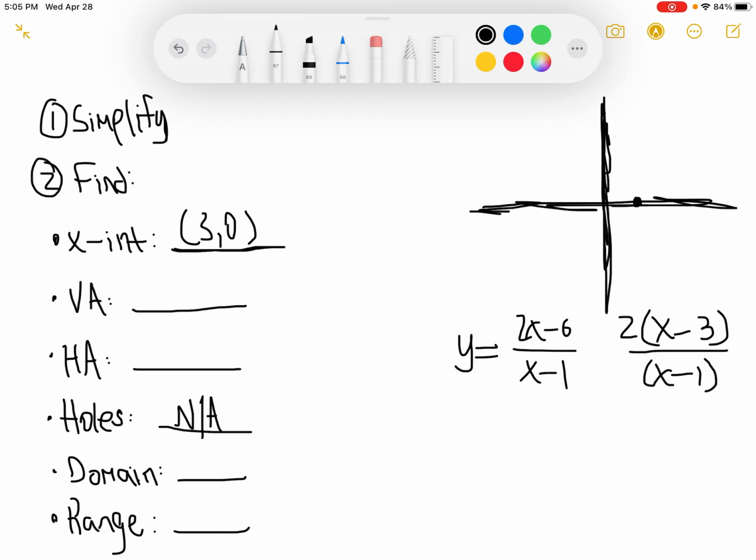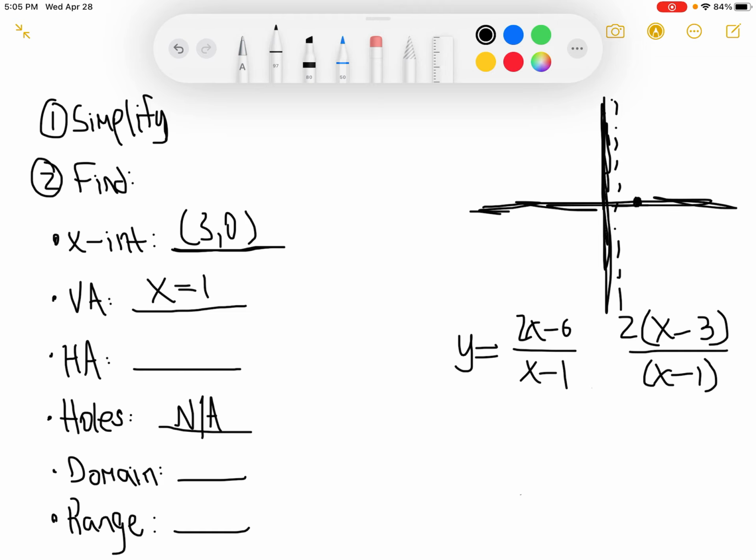Okay, vertical asymptote. To do that, we set the denominator equal to 0. So x minus 1 equals 0. x equals 1. That is our vertical asymptote at x equals 1. So x equals 1 is right here. Okay, there we go.